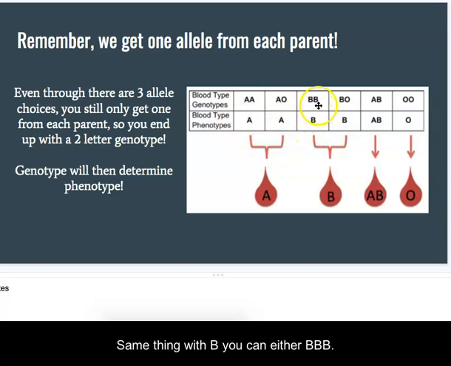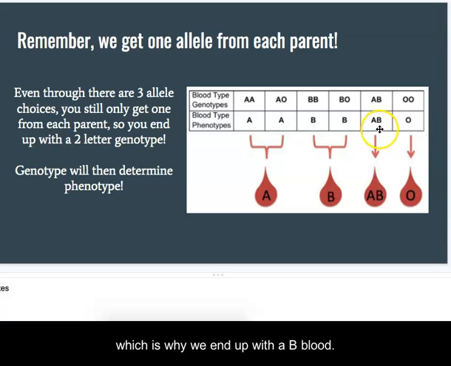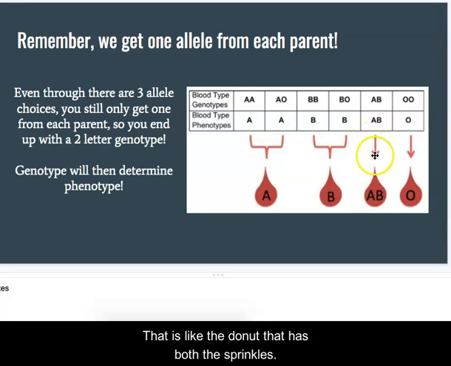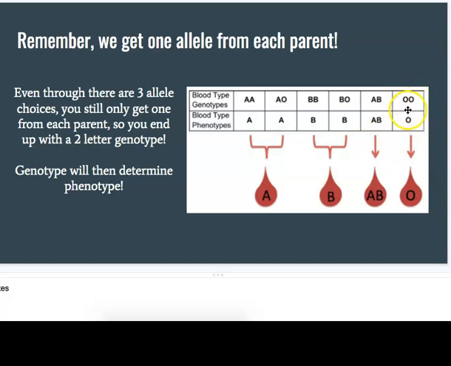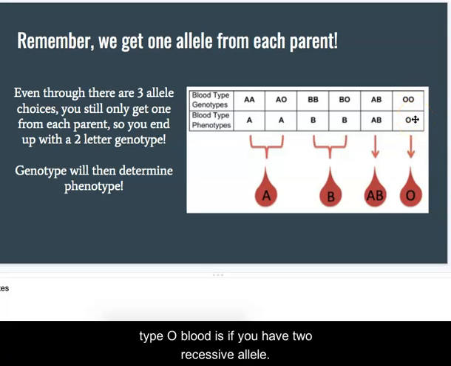Same thing with B, you can either be BB or BO. AB has to be AB. You get 1 of each. They are co-dominant, which is why we end up with AB blood. That is like the donut that has both the sprinkles. And then O has to be O. That is the recessive one. So the only way you can have type O blood is if you have 2 recessive alleles.